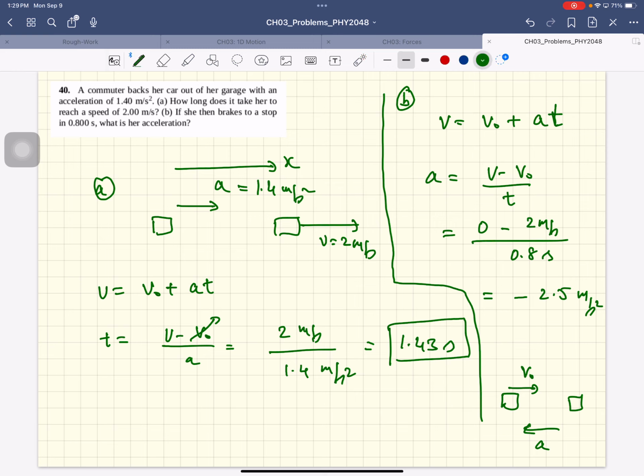Now here's what I want you to notice. When she was starting to move and speeding up, her acceleration was that 1.4 meters per second squared. That's what the engine provided. Look at the stopping acceleration. The magnitude of the stopping acceleration is larger than that, and this is always the case in most instances in devices that we use. Why is that?